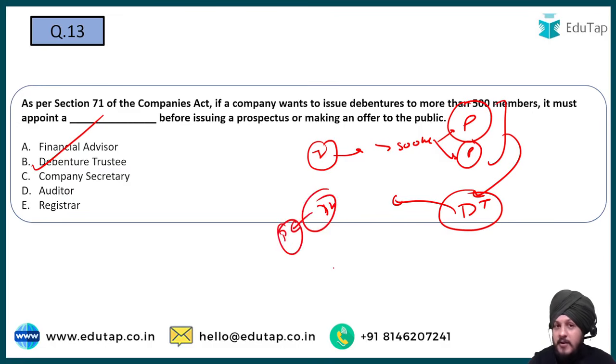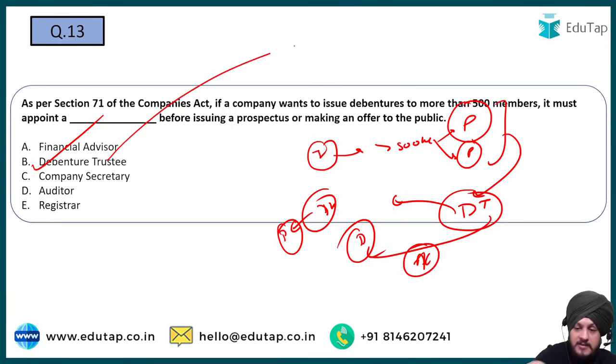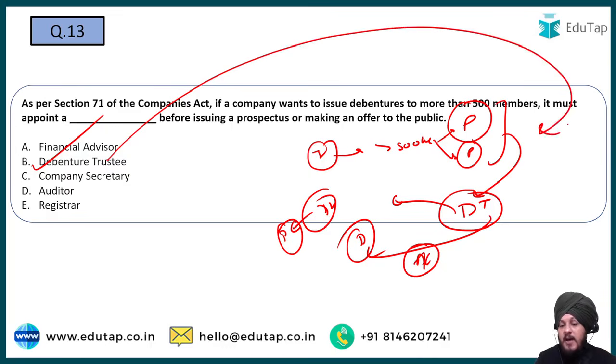So he is going to monitor the compliance, right? He is going to monitor the compliance measures, and apart from that, if any kind of default is there by the company, he can take action also as a part of his duty, as a part of his responsibility. So that is why the debenture trustee is appointed as a part of it, and B is going to be the correct answer to this question.